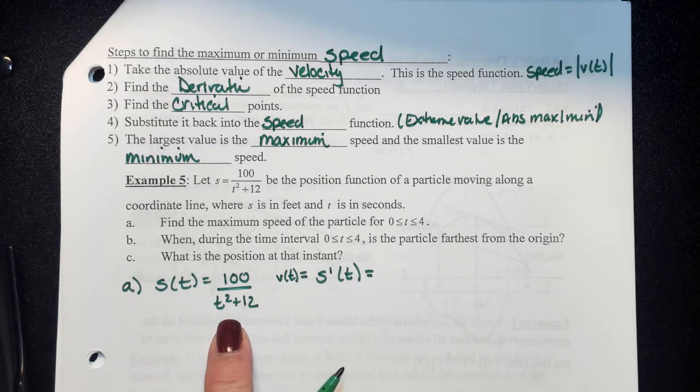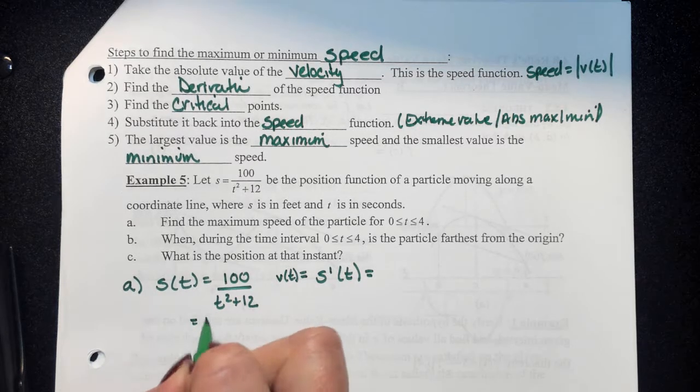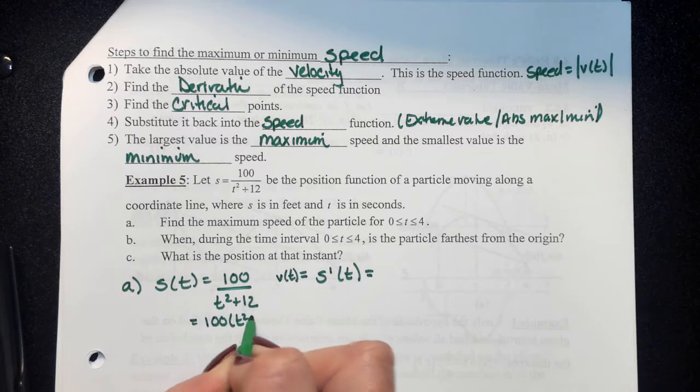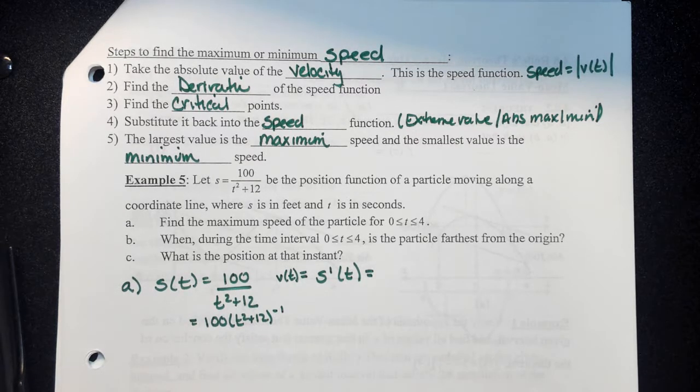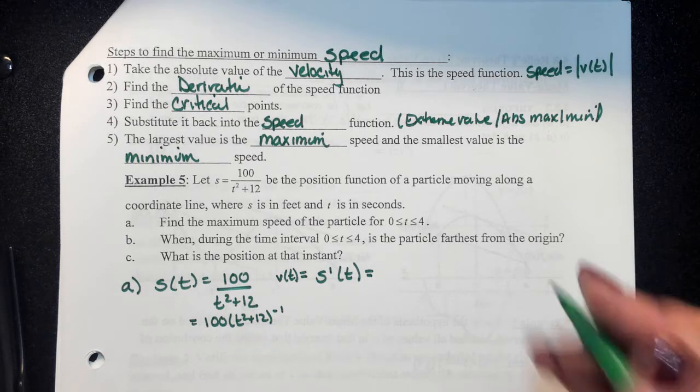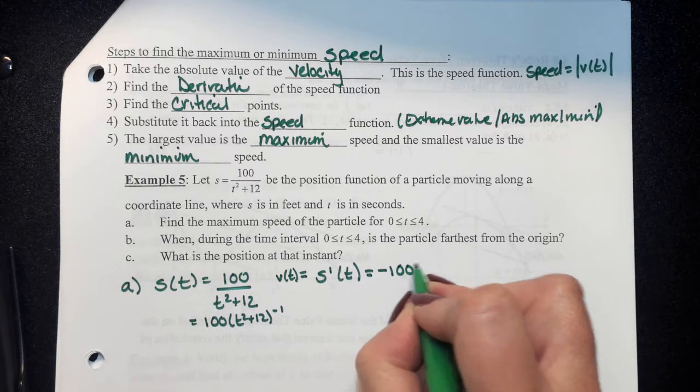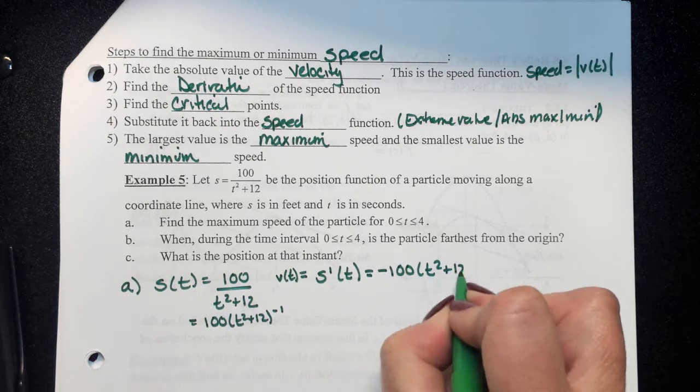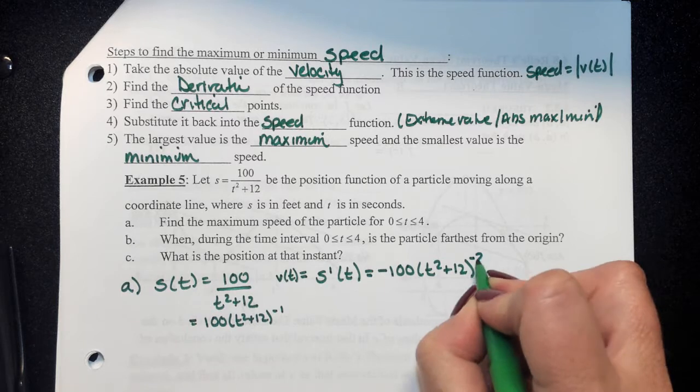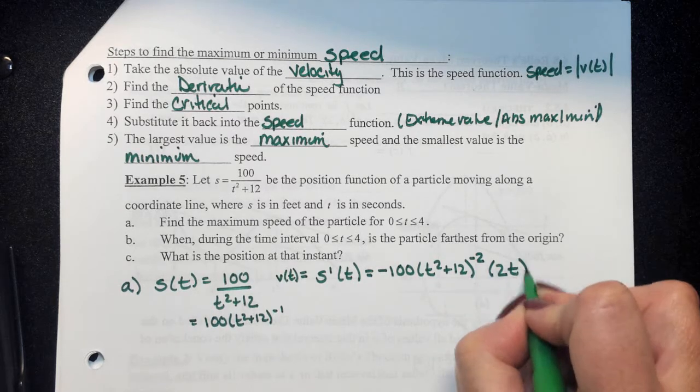How am I going to take the derivative of 100 over t squared plus 12? Do I have to use quotient rule on this? No. Remember, I can write this as 100 times (t squared plus 12) to the negative first. So when I take the derivative, I'm going to have to apply my chain rule. So I'll end up with negative 100 times (t squared plus 12) to the negative second times 2t.